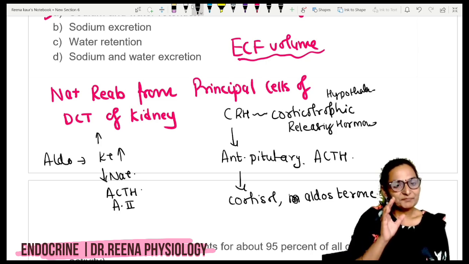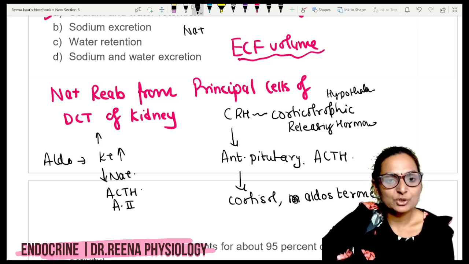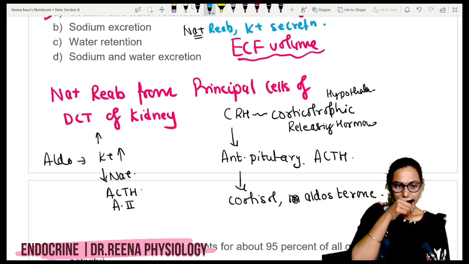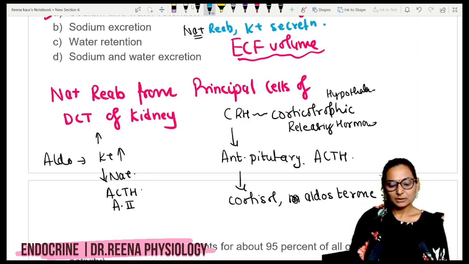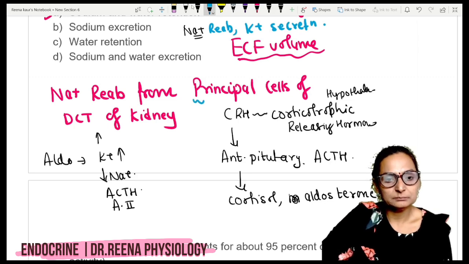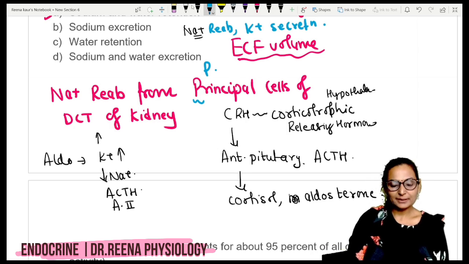So the main effect of aldosterone is sodium and water reabsorption. Mainly sodium reabsorption, okay? But it also brings about the secretion of potassium. Sodium reabsorption, but also potassium secretion from the principal cells, the P cells.